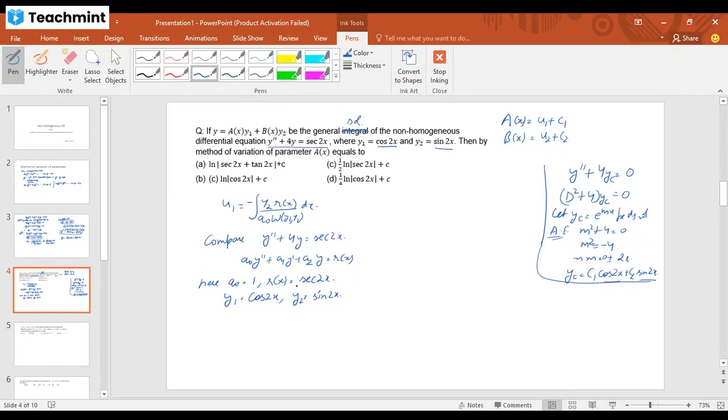So a naught, r(x), y1 and y2 are known. The first step is to find the Wronskian. So what is the Wronskian of y1 and y2?